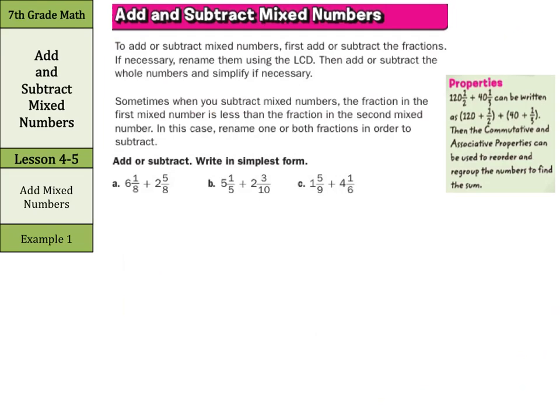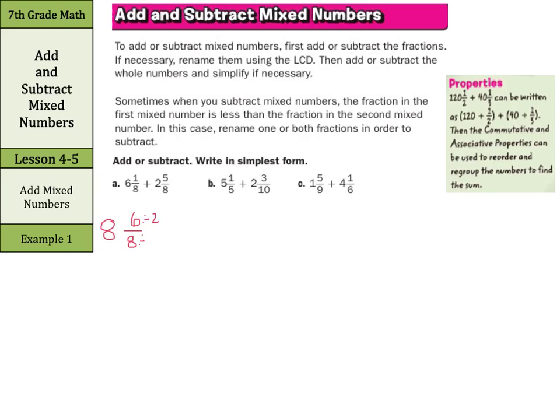Add or subtract and write in simplest form. Well, we have 6 1/8 plus 2 5/8. Well, in this case, do we have common denominators already? Yes, we do with the 8 and the 8. So if we add the fractions first, 1/8 plus 5/8 is 6/8. Now we can add the whole numbers. 6 plus 2 is 8. And I have 8 6/8, but I want to write in simplest form.